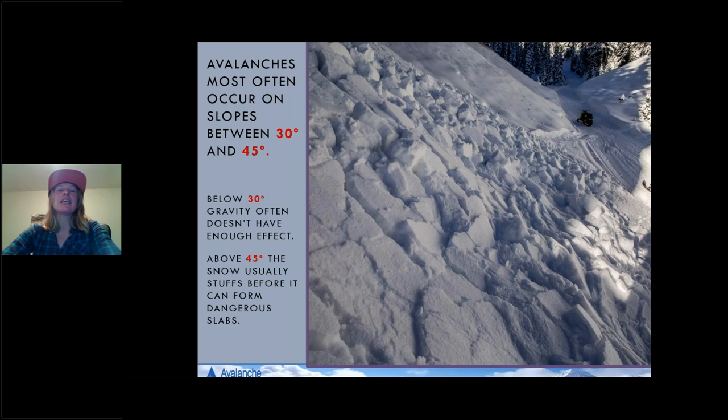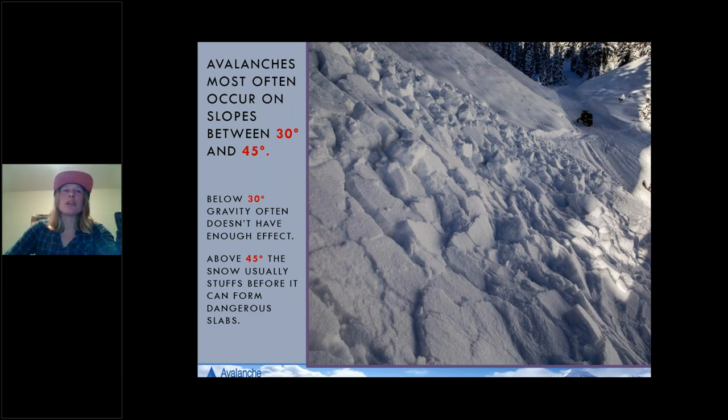But really learn to recognize those key slope angles between 30 and 45 degrees. That's where most of your avalanches occur. Below 30 degrees, gravity often doesn't have enough of an effect. There are exceptions to this. Sometimes you can be in a runout zone, that sort of thing. But really, where avalanches initiate are in that 30 to 45.